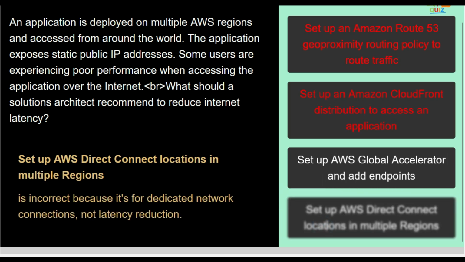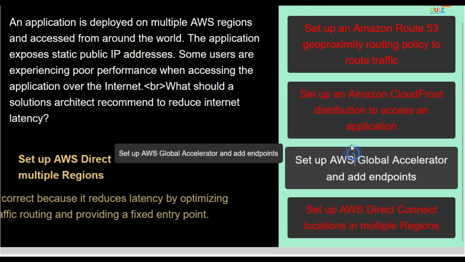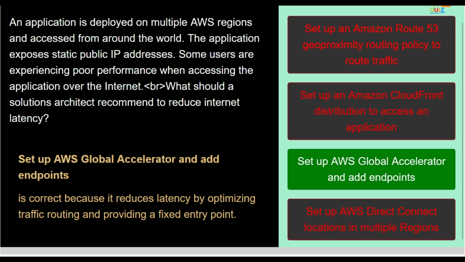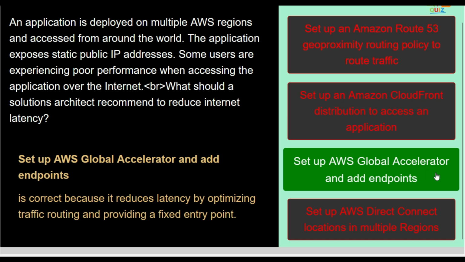Option 4, set up AWS Direct Connect locations in multiple regions, is incorrect because it's for dedicated network connections, not latency reduction. Okay, so this is also the wrong answer. Option 3, set up AWS Global Accelerator and add endpoints, is correct because it reduces latency by optimizing traffic routing and providing a fixed entry point. Okay, so this is the correct answer, which is option number 3.